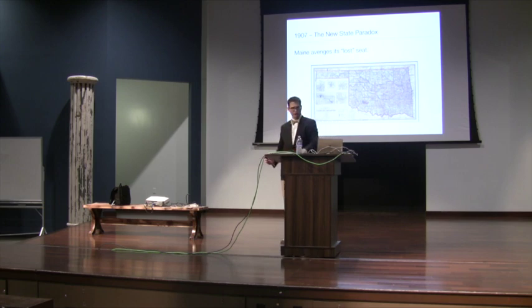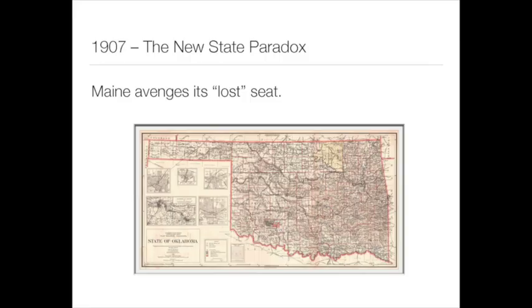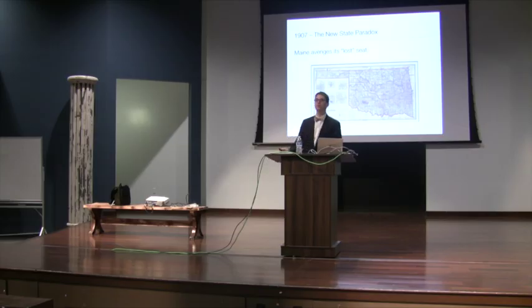Oh, the problems for Hamilton just continue. Webster's method continues to be used. But in 1907, Maine at least avenges its, quote, lost seat. Didn't really lose it, remember, because Webster's method ends up being adopted. But Maine gets its at least theoretical revenge. Because in 1907, Oklahoma becomes a state.